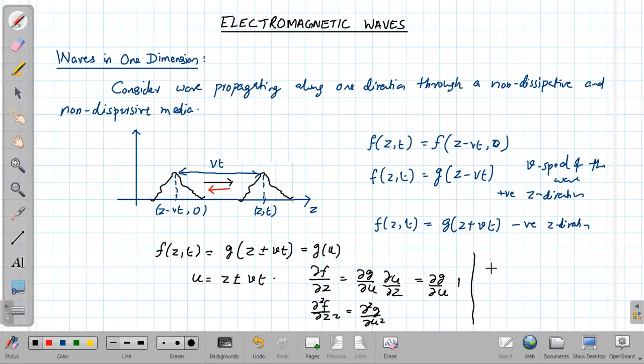Next we can calculate dou f by dou t. That would be equal to dou f by dou u times dou u by dou t, using the chain rule of partial derivatives. And dou u by dou t would be plus or minus v. So it becomes dou g by dou u times plus or minus v. Sorry, it's a small error which came here. It is dou g by dou u.